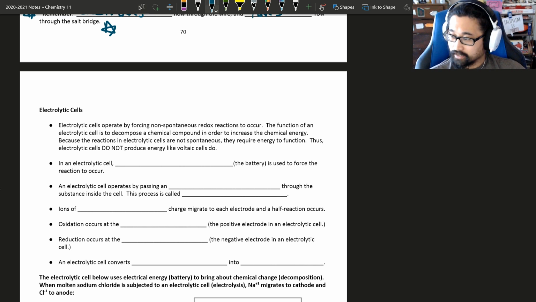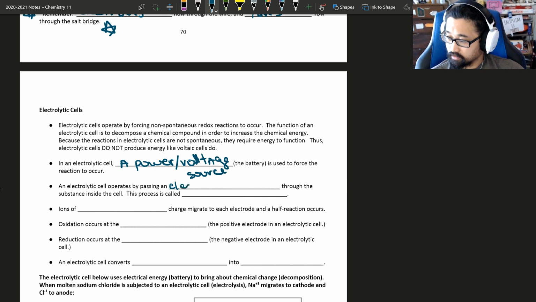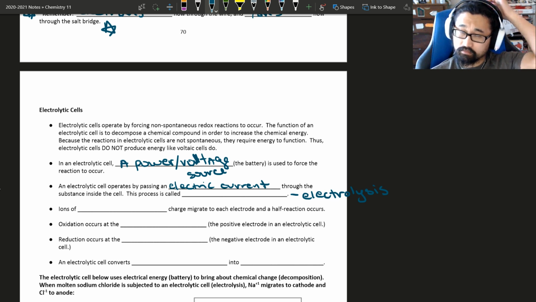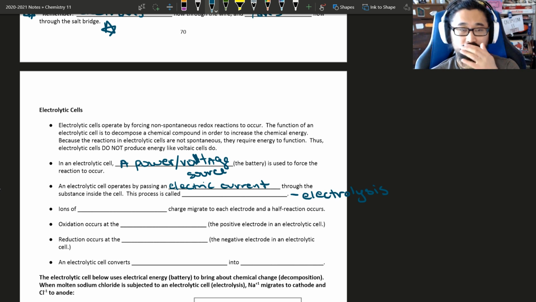Right? In an electrolytic cell, a power or voltage source is used to force a reaction to occur. So what happens is it passes an electric current through the substance inside the cell, which we call electrolysis. This is a chemical reaction that literally involves taking electric current and running it through something specific. Right?